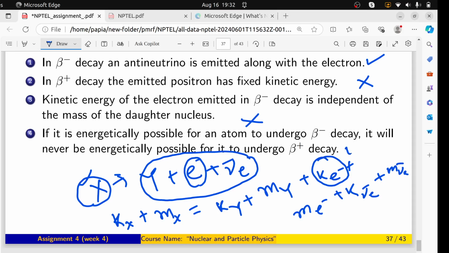That means this statement is correct. Beta minus, beta plus, energetically, simultaneously, it will not do simultaneously, energetically, if I talk. So whatever option 4 is, that is correct. So option 1 and option 4 are correct. Option 2 and option 3 are not correct. Okay.